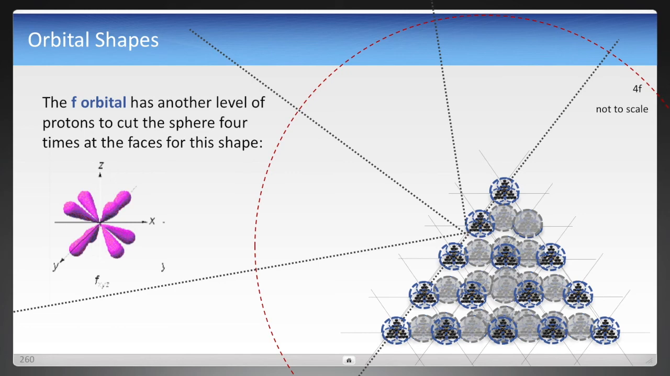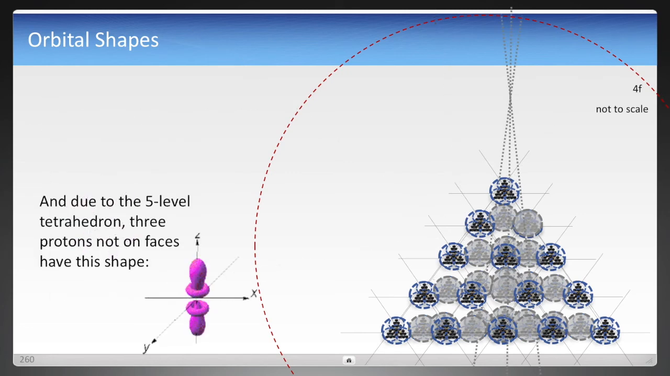But with a 5th level tetrahedron, there are now 3 protons that are not on the faces, they're in the center. And so again, just like d, they have strange shapes, and it can be explained because those are the ones that are not in alignment on a face, and they're in the center.